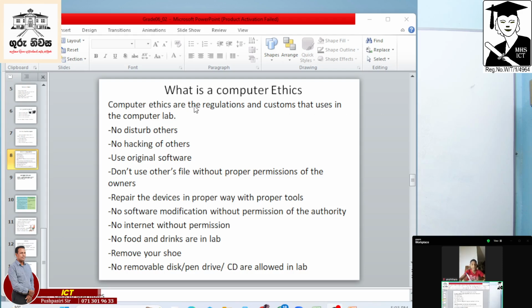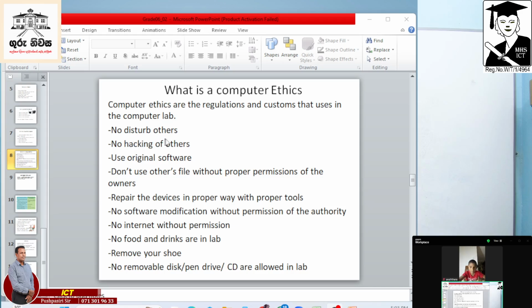Computer ethics are the rules and customs that we use in the computer lab. So computer lab එකේ අපි භාවිතා කරන නීති රීති වලට තමයි අපි computer ethics කියලා කියන්නේ. අපි කියන සිංහලෙන් සාර ධර්ම, පරිගණක සාර ධර්ම. Right? So these are the things, right?